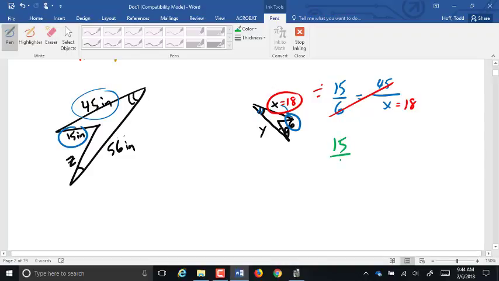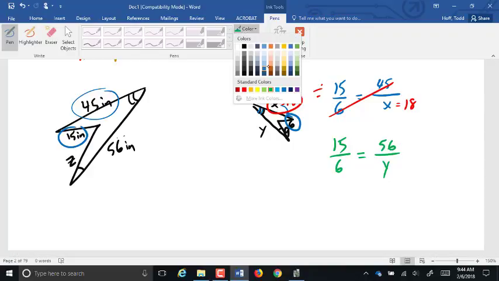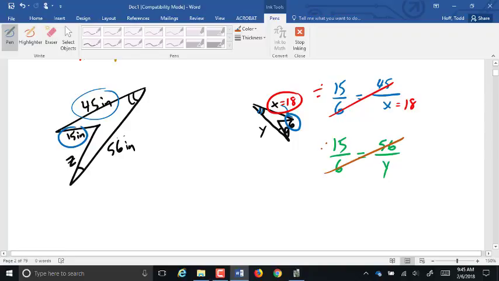Still got the 15 to 6. If we're looking for Y, Y is going to go on bottom. What's going to go above the Y? 56 goes above the Y. We will cross multiply and divide. 6 times 56 divided by 15 is 22.4. Does that look right?